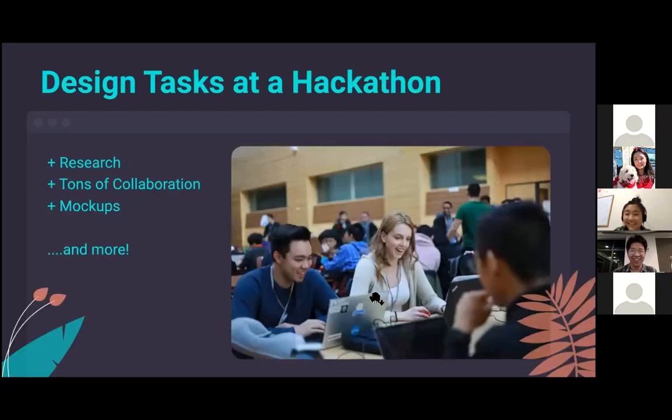And in particular, design tasks that are generally done at hackathons include a lot of research, primary and secondary, tons of collaboration with people that are completely different from you, from any faculty, as mentioned previously, and a lot of mock-ups are done. So trial and error, see what works, and many more. But Phil will talk a bit more about that.